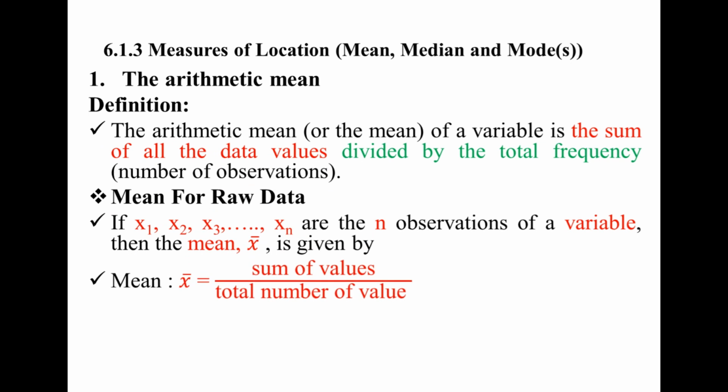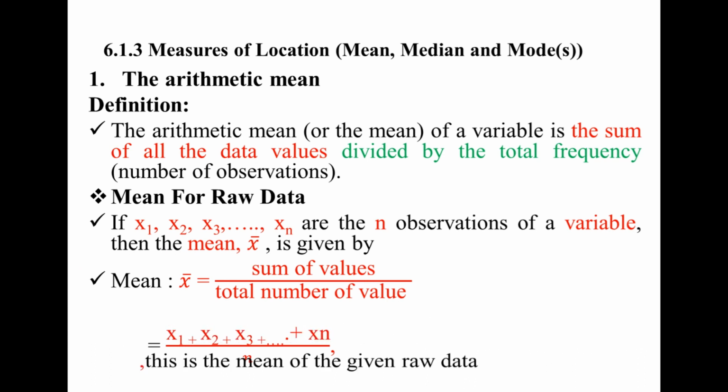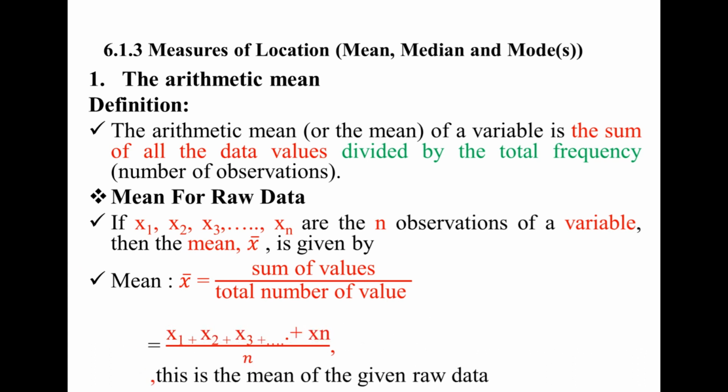mean or x bar equals the sum of all values divided by the total number of values. It equals x1 plus x2 plus x3 plus up to xn all over n. So this is the mean of the given raw data.